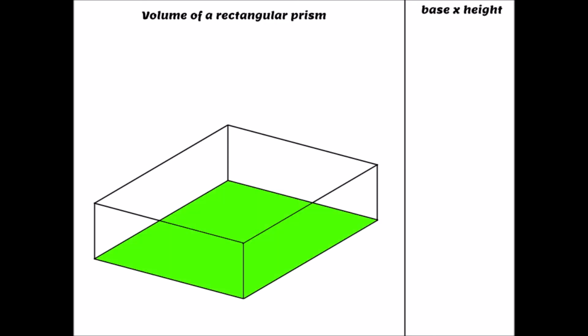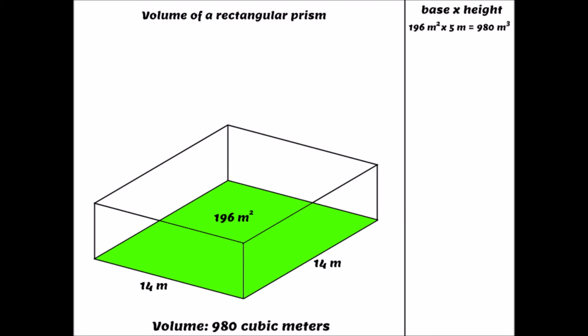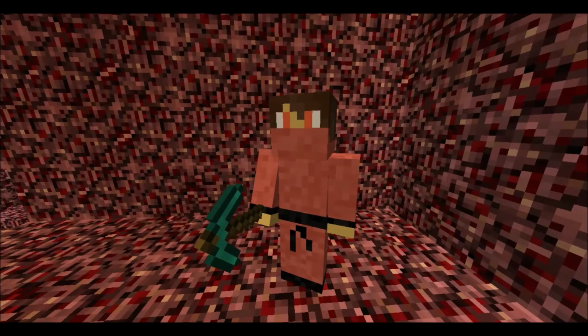The area of this side is 14 meters by 14 meters, or 196 square meters. So now you multiply by the height? Yeah, 196 square meters times 5 meters equals 980 cubic meters. That's 980 blocks. What about other shapes?